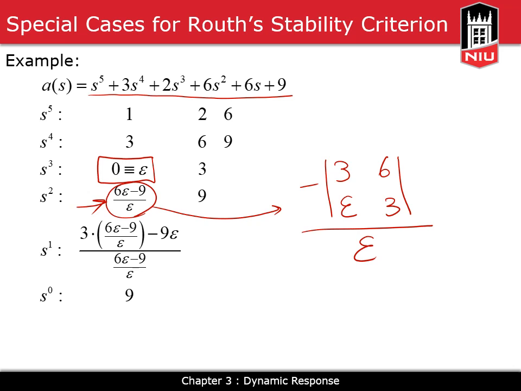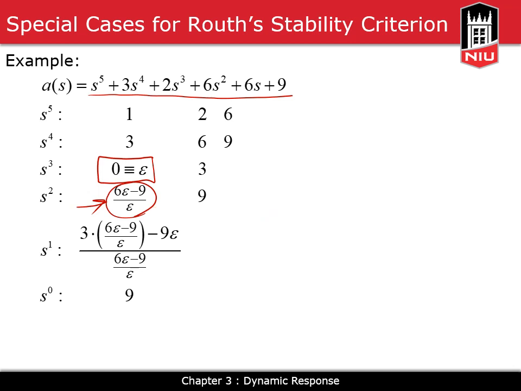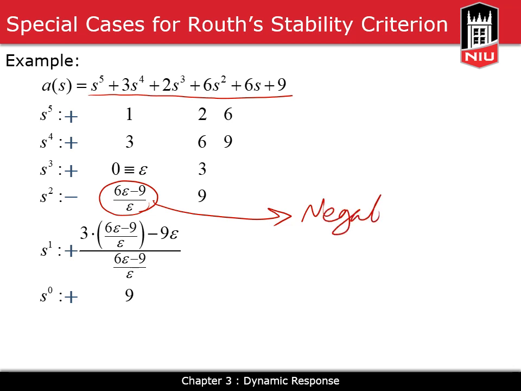Once we complete the table, we will let epsilon approach 0, because we need epsilon to be a positive number, but a very small positive number approaching 0. If epsilon approaches 0, first take a look at this term here. The numerator would be 6 times a very small number minus 9. That could give us a negative number divided by epsilon. We said epsilon is small but positive, so a negative number divided by a positive number would be negative.